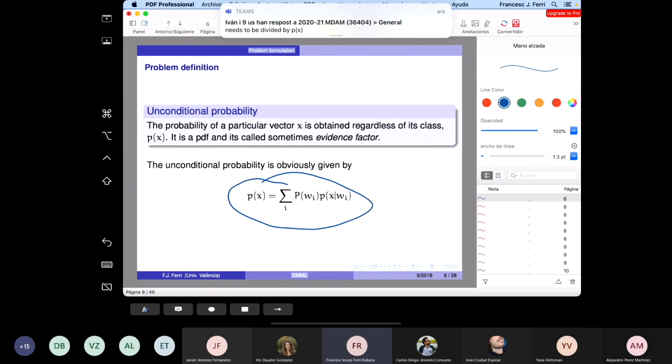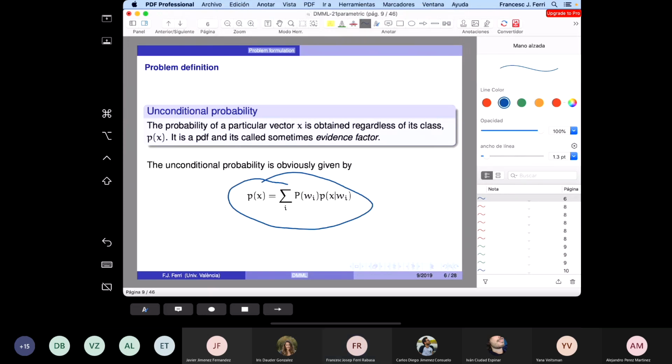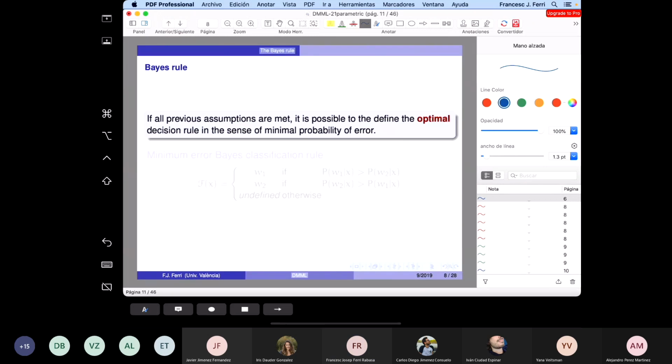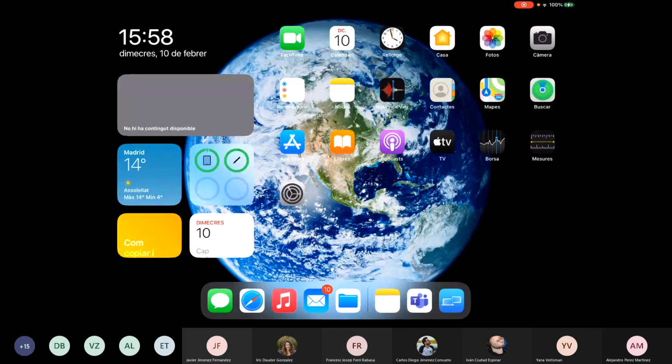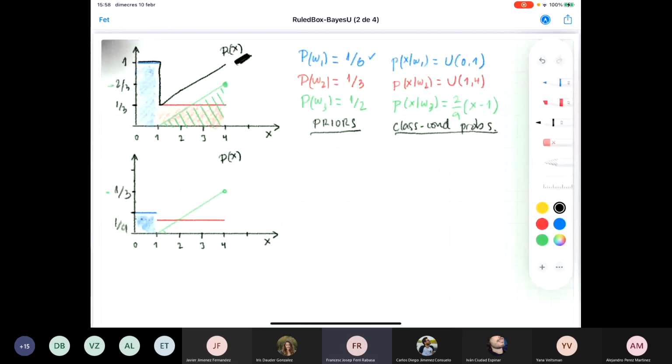This is the definition of the class unconditional probability. So this is not the correct one. Do you agree? I cannot see you. I don't know if you are agreeing or not. Someone is writing something, but I don't. What needs to be divided by px?